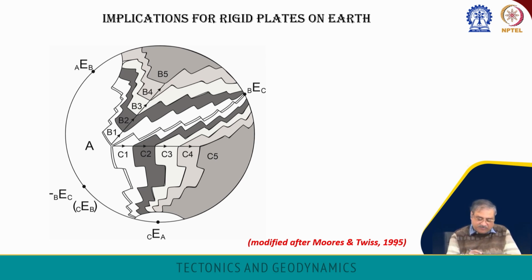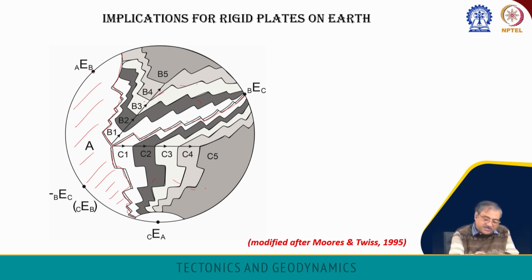So, we can represent it in the form of, let's say, Euler poles. Let's say there are three plates. This is plate A, and let's say plate A remains fixed throughout whatever we're talking about. So, plate A on this side remains fixed throughout its motion. Now, with respect to plate A, it's a ridge triple junction. Plate B is along here, and this is plate C on this side.